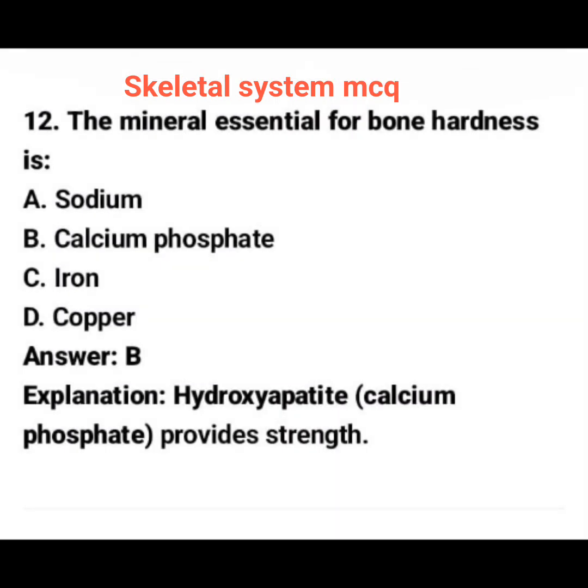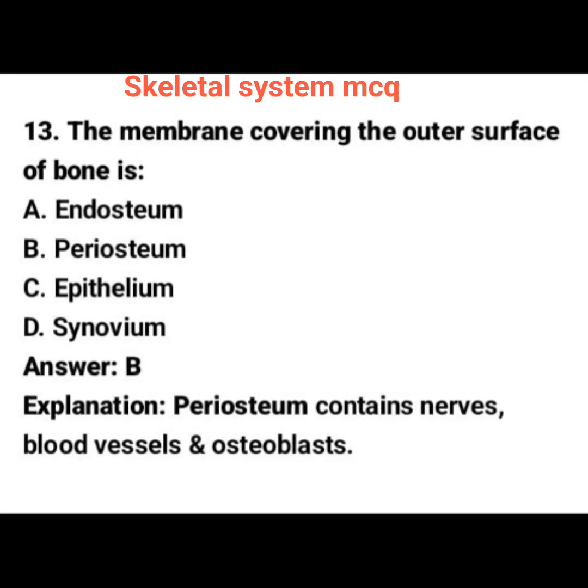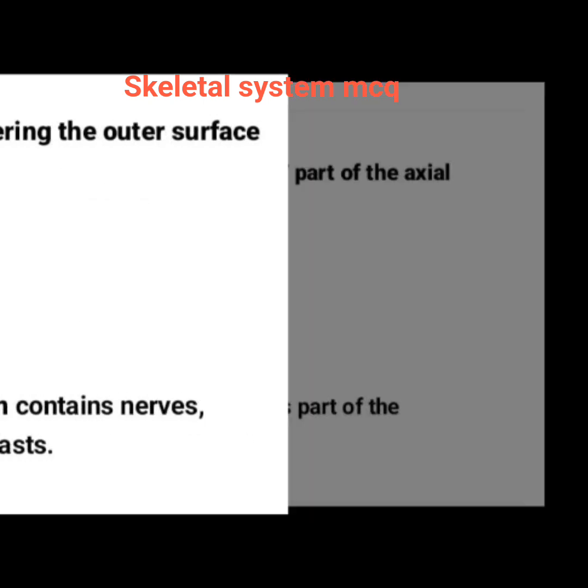The mineral essential for bone hardness is hydroxyapatite. Calcium phosphate provides strength. The membrane covering the outer surface of a bone is periosteum. Periosteum contains nerves, blood vessels, and osteoblasts.